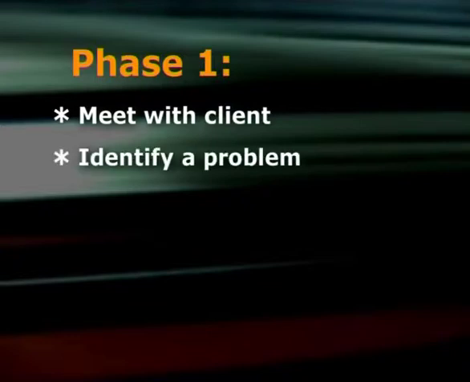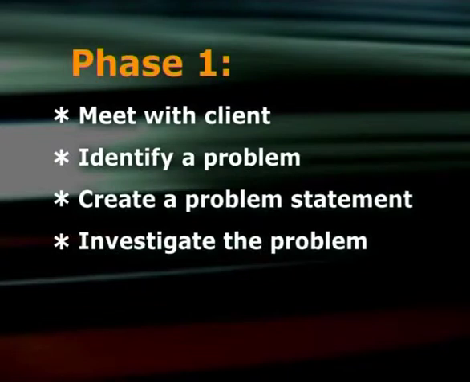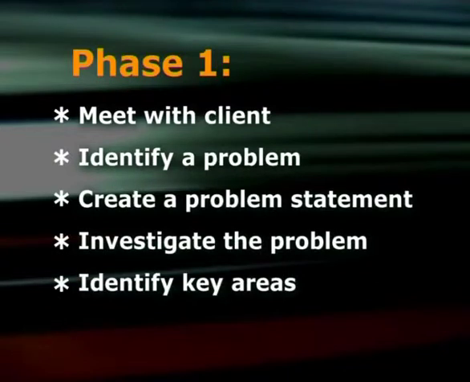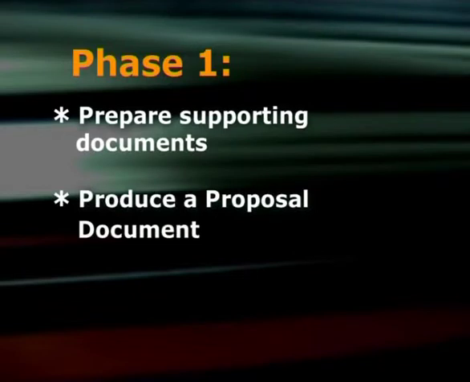So, in phase 1 of the PAT, we meet the client to find out what the requirements are. Identify a problem, create a problem statement, investigate the problem fully, identify key areas that need attention, prepare documents that record and support your findings, produce a proposal document about what we think the solution could be. Can you give me a practical example? Let me think.